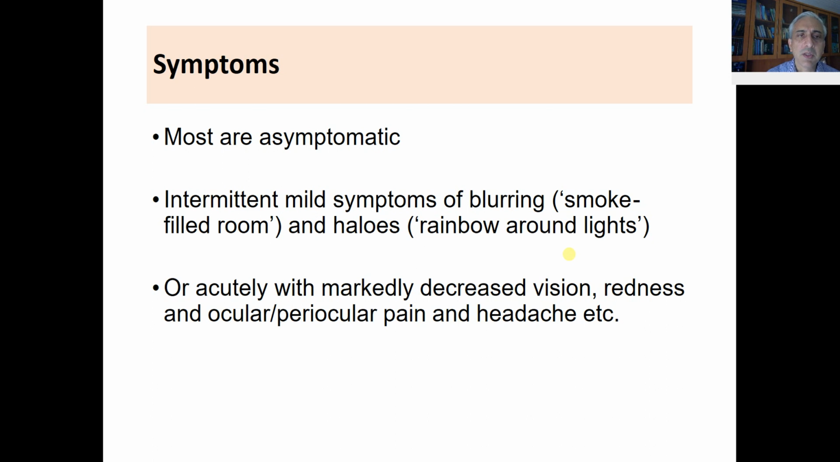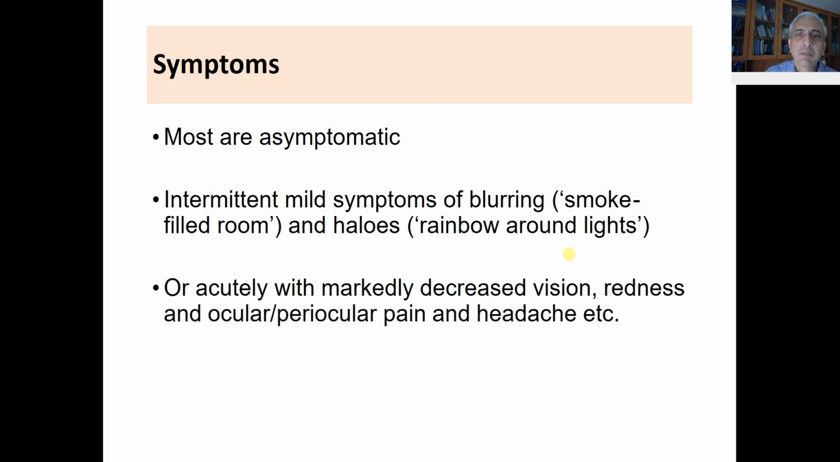So let's see what the symptoms are. Most patients are asymptomatic, with intermittent and mild symptoms of blurring, like a smoke-filled room, and halos, rainbows around lights. I sent an MCQ showing you the halos around light. This is typically seen in patients with angle closure glaucoma. If you have sat in a car in the winters with fog, if you see lights coming from in front, you see those halos. Those are because of the fogging of the windscreen that causes the light to get scattered. Similarly, when the angle closes, the intraocular pressure rises acutely, causing edema in the cornea, producing haziness of the cornea, which produces those halos.